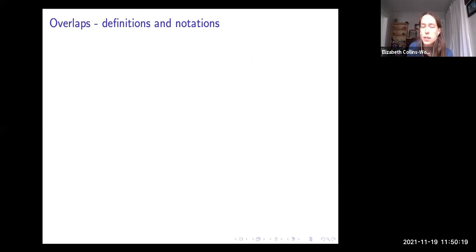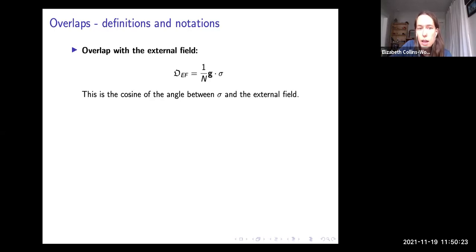All right, so to get into some more precise analysis of that, we need overlaps. The first overlap that we'll look at is the overlap with the external field. And so this you can see is a normalized dot product of the external field with the spin vector. You can think of this as just the cosine of the angle between the spin and the external field. So this is just telling us how close is the spin to the external field.